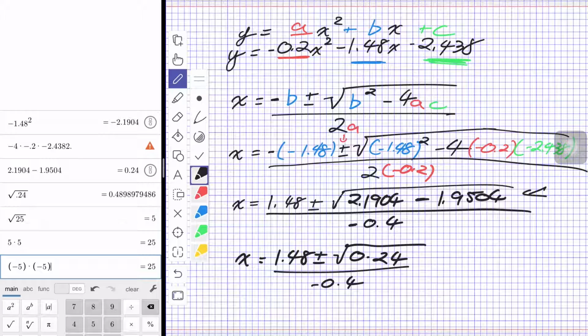So I did the square root, and it was 0.489. It's a long one. I'm just going to go to, let's call it 0.4899.